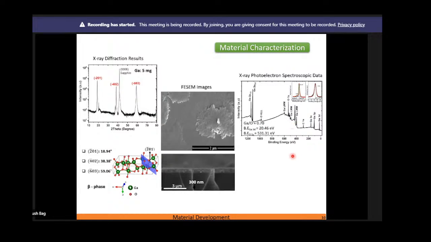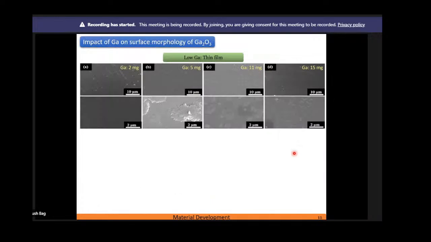And then this is the XPS data, which confirms the ratio of gallium and oxygen. Why is this important? Because you can see this is a compound semiconductor where we have both gallium atoms as well as oxygen atoms, and this is essentially Ga2O3, 2 gallium atoms and 3 oxygen atoms. Whether we are getting gallium oxide in proportion to this beta phase or not, for that we need this XPS. Otherwise we may end up getting other different molecules, which we could observe initially.